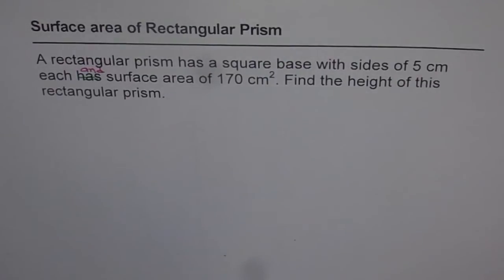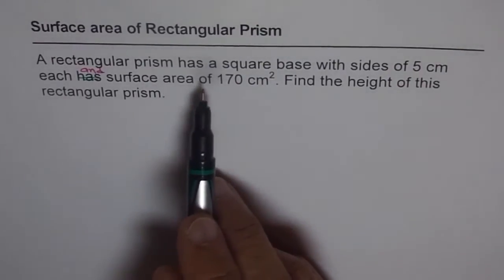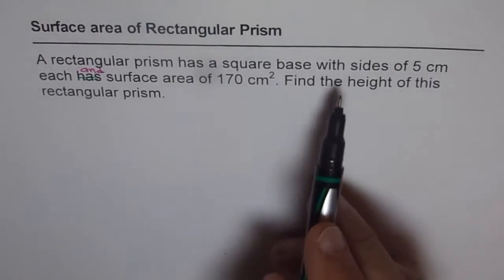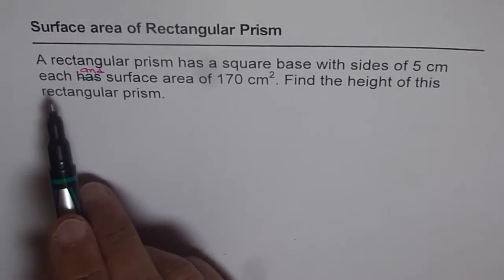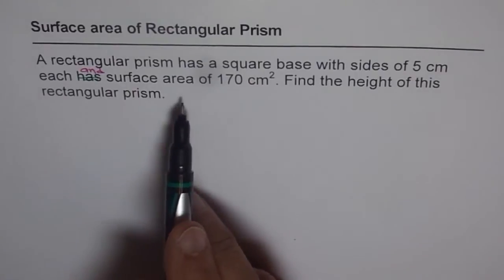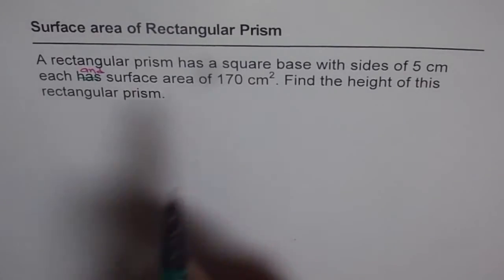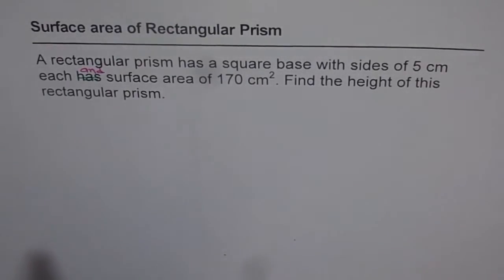Let us continue with reverse calculation problems. Here's the one on surface area of rectangular prism. A rectangular prism has a square base with sides of 5 cm each and surface area of 170 cm square. Find the height of this rectangular prism.